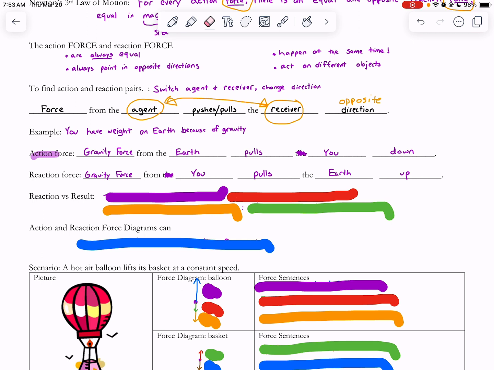And I'm pulling on you with a gravitational force, and you're pulling on me with a gravitational force. We just don't notice that either, because Earth is really big. Those forces are much bigger, and our forces are really tiny instead. But that's an actual reaction force that's happening right now.